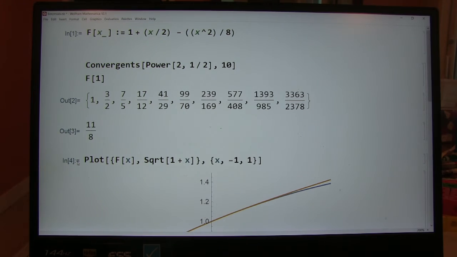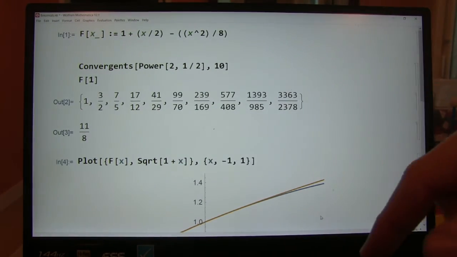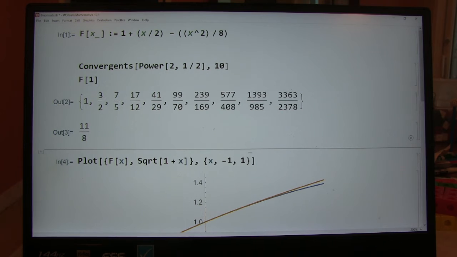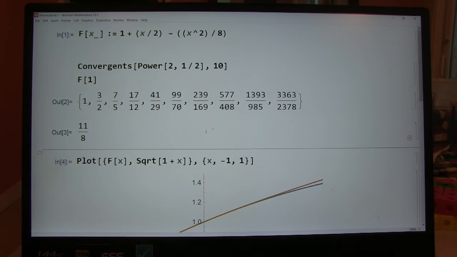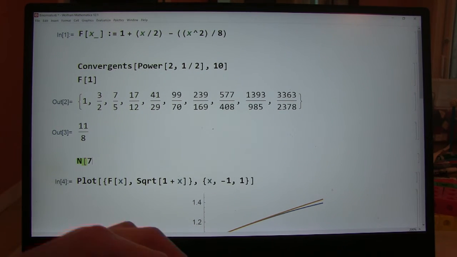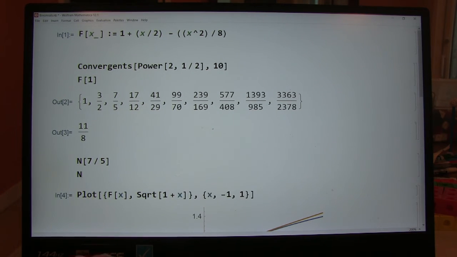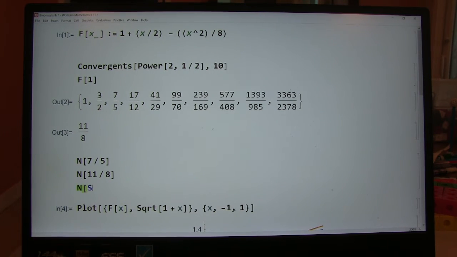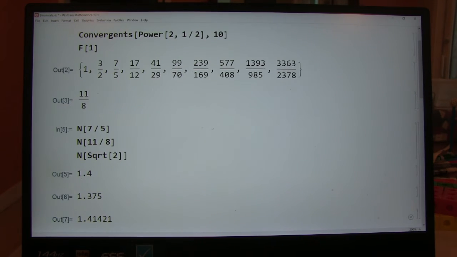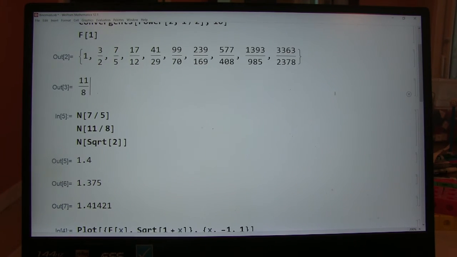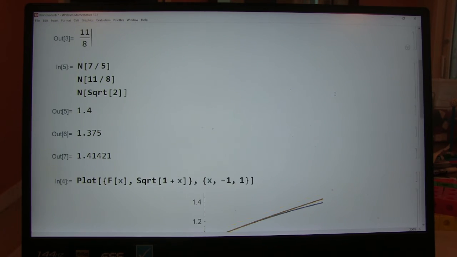Why don't we check? Why don't we do that after the 11/8, and then we'll look at the plot next. So below the 11/8, do N of 7/5. Well, we know what that is, but it's fine, we can put it in. N of 7/5, and then N of 11/8. And maybe N of square root of 2 as well, just so we can compare. All right, let me just bring those up.